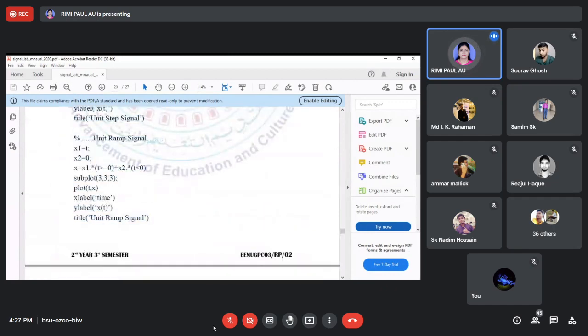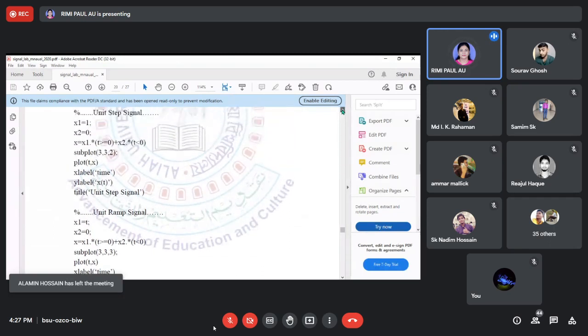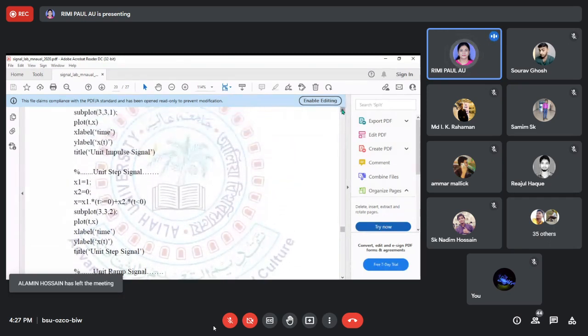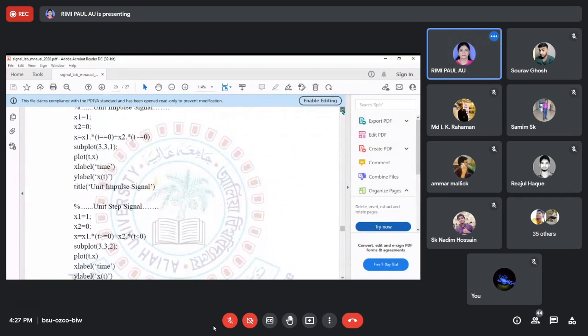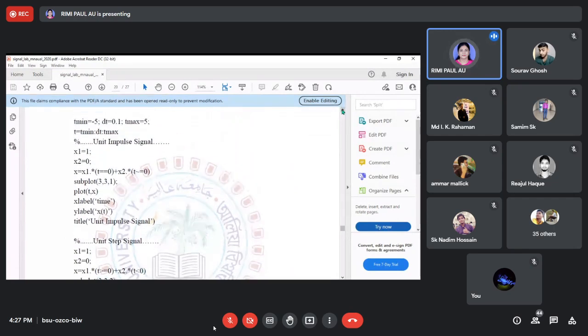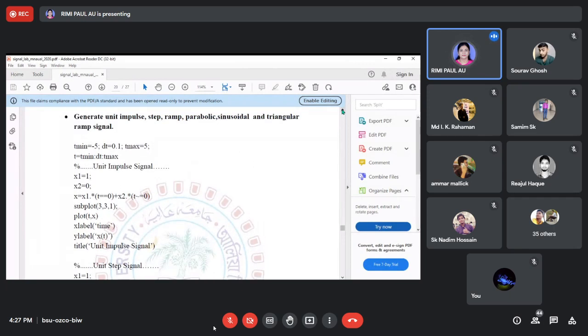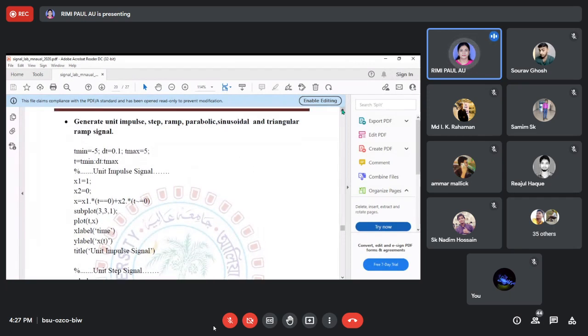You do not copy this program. You will write the program. Why? Because whenever you write the program, you can remember how to write it. Also, whenever you write the program, you will get an error. So if you solve this error, you can learn MATLAB. MATLAB is very user-friendly software.